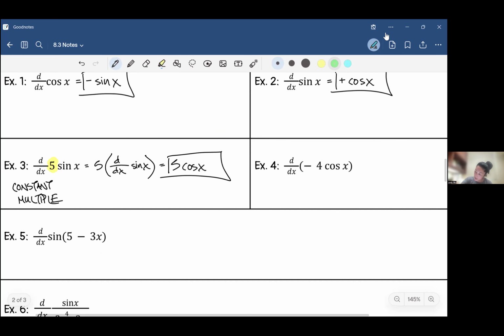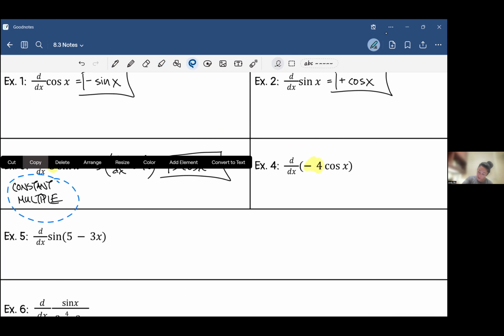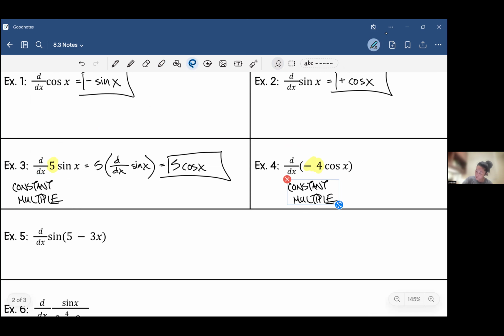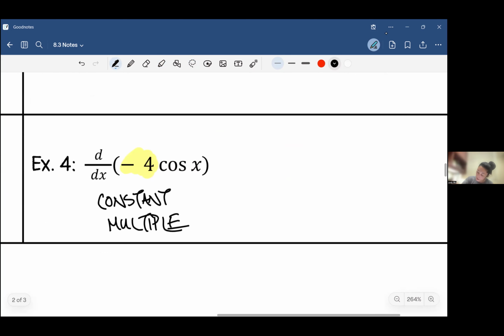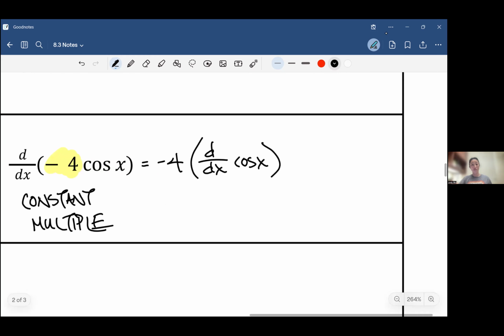Now for number 4, it's going to be real similar. We do have another constant multiple, but this time that constant multiple is a negative 4. Well, we can do the same thing. We can say negative 4 times the derivative of cosine. And we remember the derivative of cosine is negative sine. So we get negative 4 times negative sine x, and negative times negative gives us a positive 4 sine x.